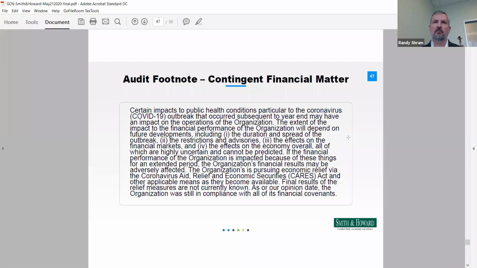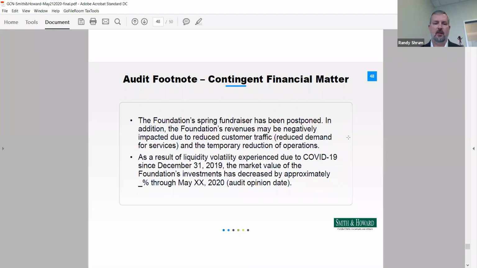That additional footnote may have a title called something like Contingent Financial Matter. What you'll want to do is describe possible future developments which could impact your organization. Also report if a PPP or SBA loan is obtained and the current status, if this loan has been approved or forgiven. Debt covenants should also be continually monitored, as Kimberly mentioned, even after year end. The footnote should also report any decline in revenues or investments.